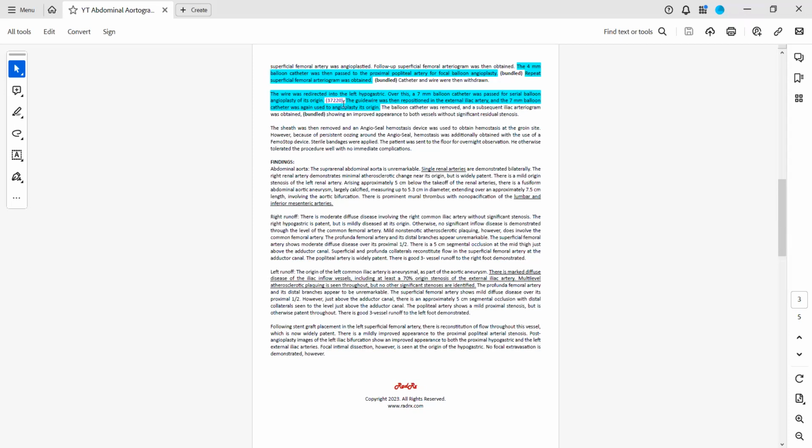But when we come over here and we're looking at the section of the report where we actually have the detail for the intervention, it's talking about the origin. We see the origin of that left hypogastric. We see origin again. It says the catheter was again used to angioplasty its origin. So even though the catheter was moved, when we read this, what we're seeing is it was that same lesion at the origin that's being treated. So that would actually only be one intervention that we're reporting. So it was treated from two different directions, if you will, the one lesion.